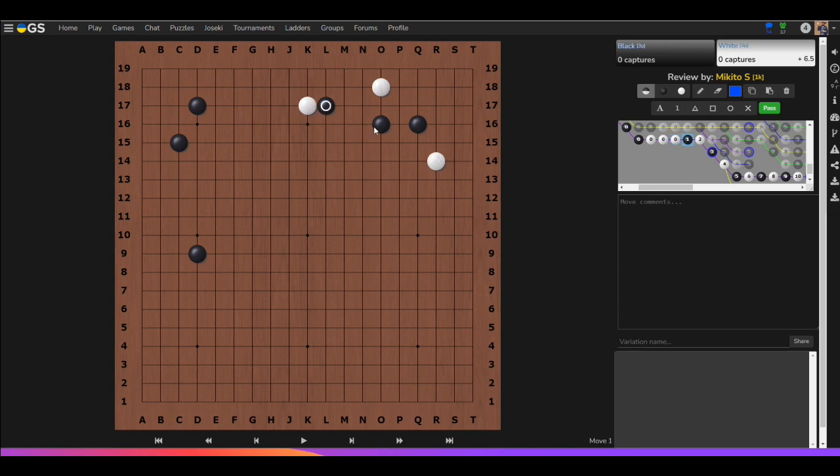So this is once again another slide move, right? If white was able to slide under black's 2 high stones, now we have to decide what to do, right? We covered the thrust, we covered the shoulder hit, we covered the invasion. Finally, we're going to look at the attachment.